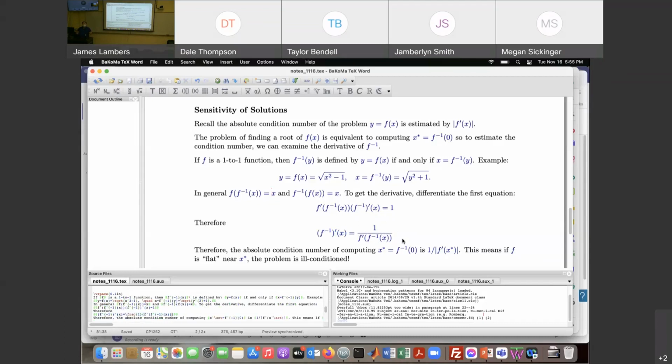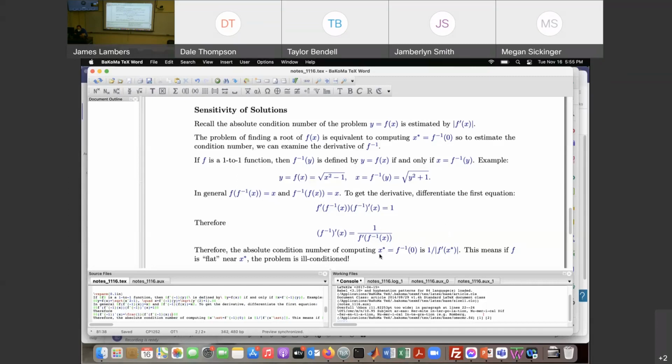Which makes sense because if your function is a line, y equals mx plus b, that's going to have an inverse. So the slope of that line would be 1 over m, because you're flipping rise and run. So in general, the derivative is reciprocal.